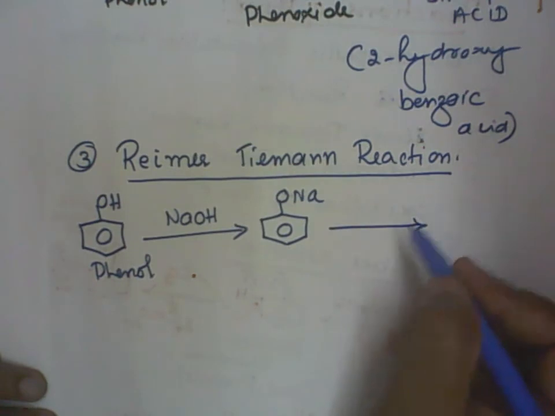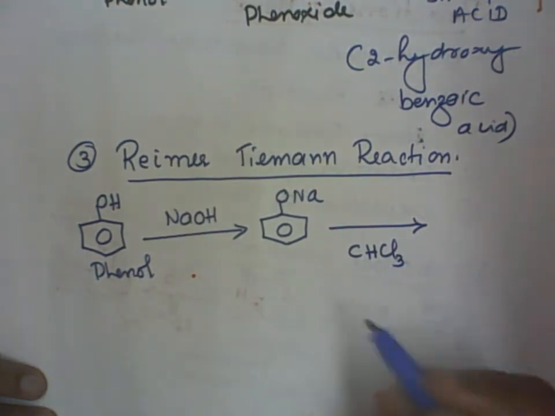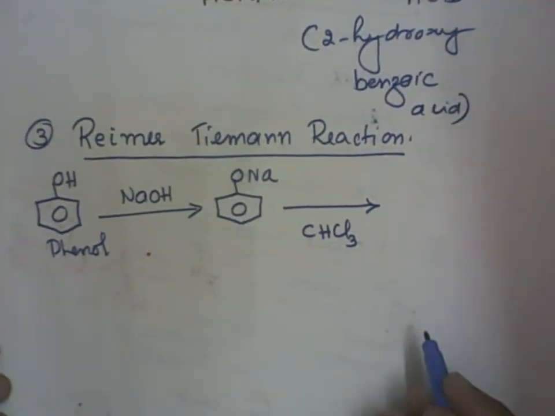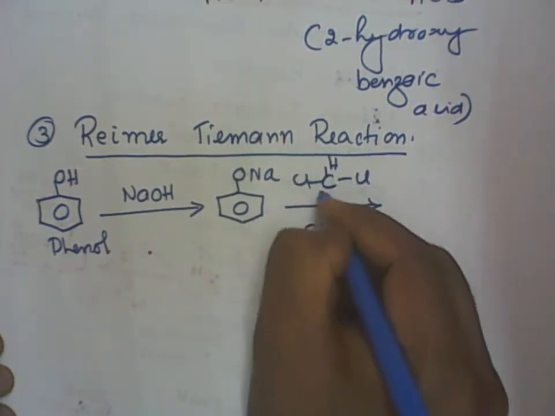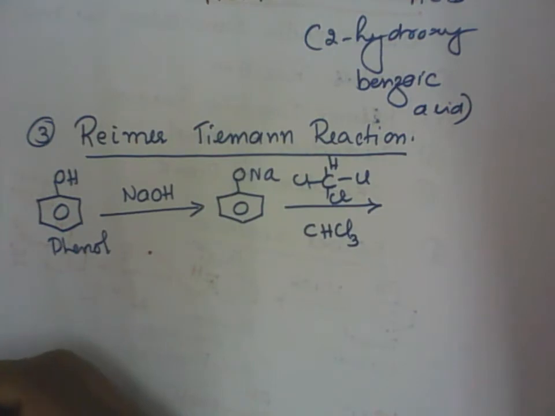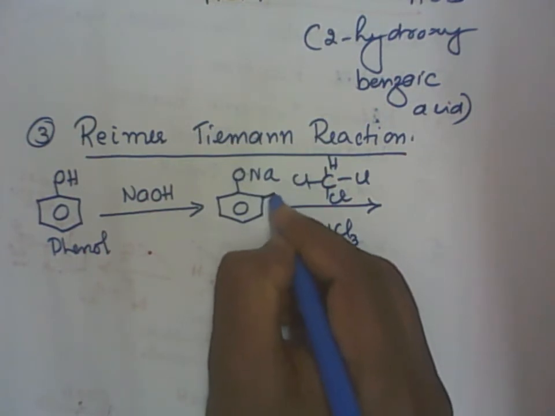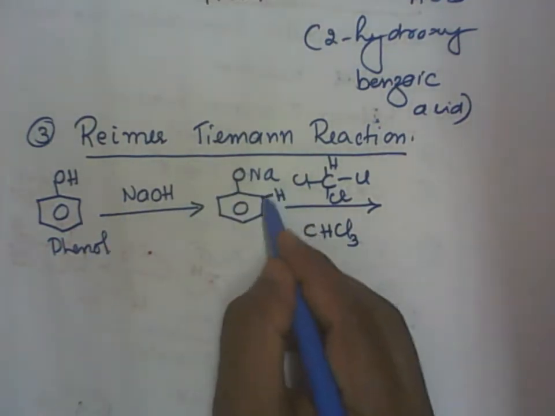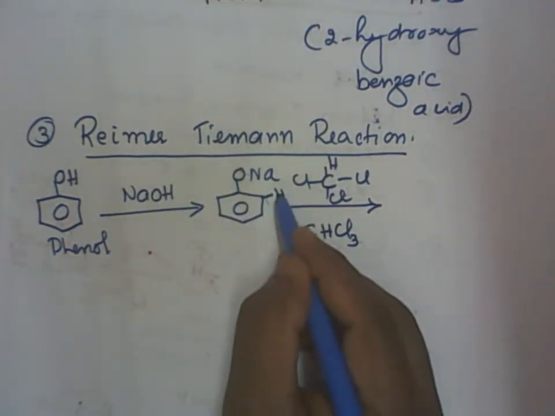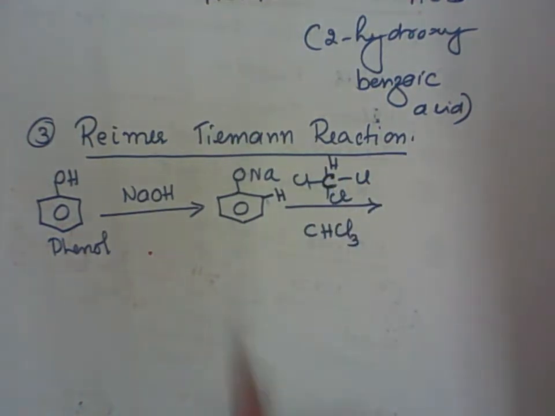Then it is treated with chloroform. What is the formula of chloroform? Chloroform is CHCl3. I'll be splitting and writing it as C, H, Cl, Cl and Cl. Now, here it can attack the ortho position or the para position. I remove the ortho hydrogen and substitute it by this chloroform group, removing the side product as HCl.